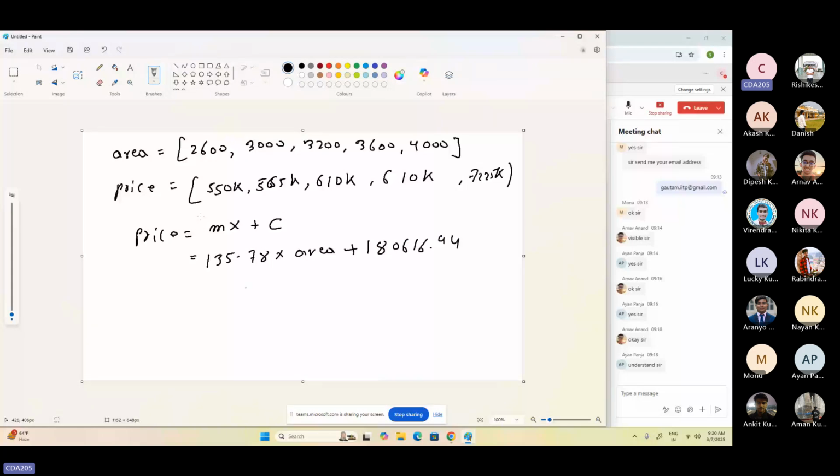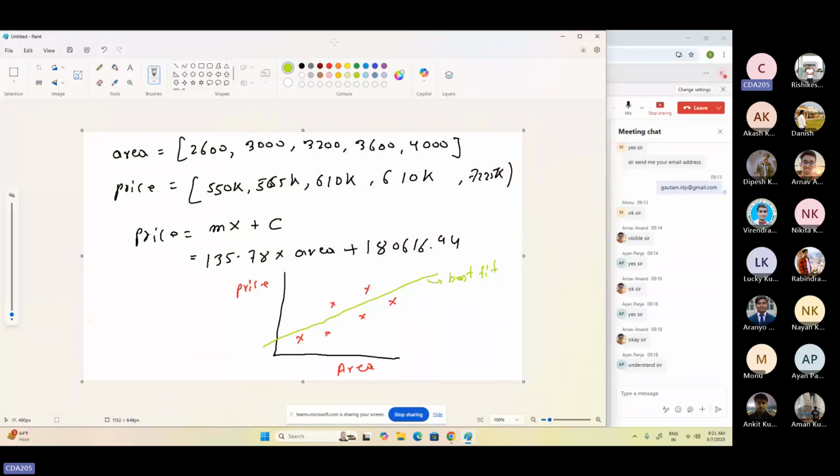Now we have the graph. When we see the graph, we have these points, with price on one axis and area on the other. What we are doing is calculating one straight line, which is known as the best fit, and based on that we have calculated. This is the process we are doing.